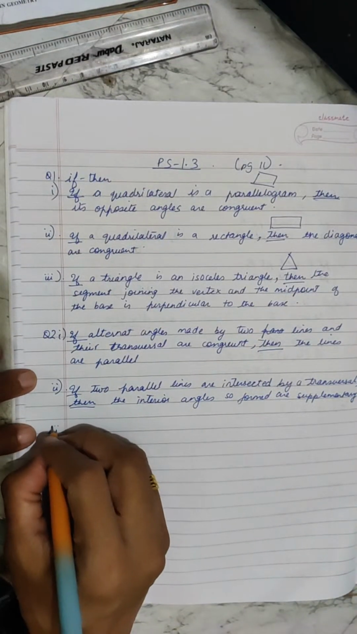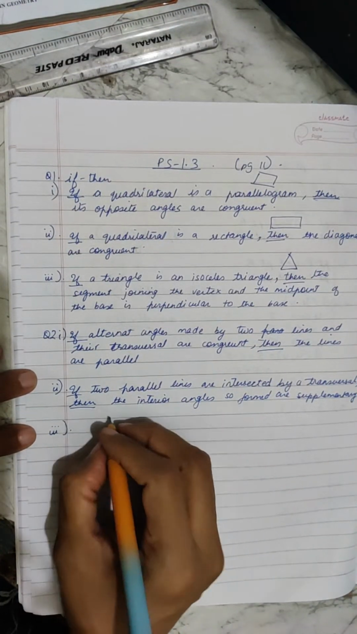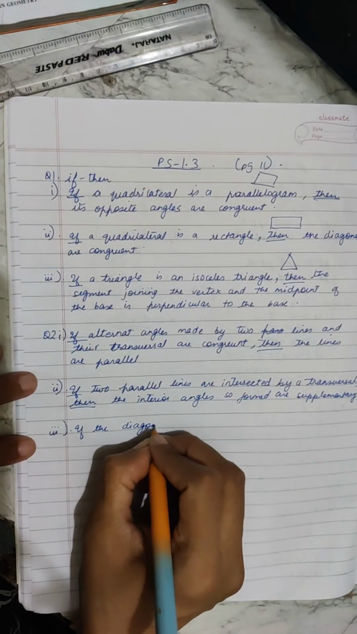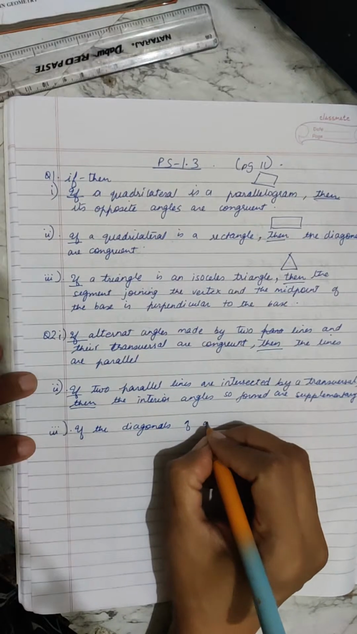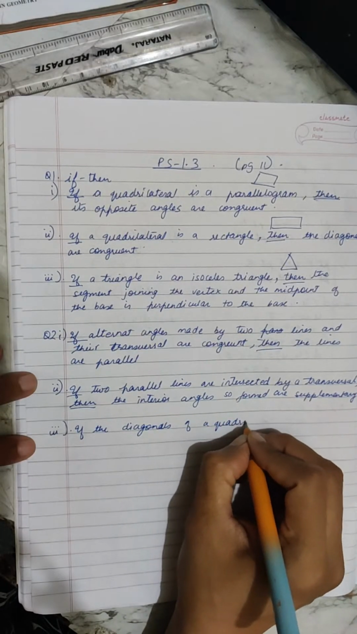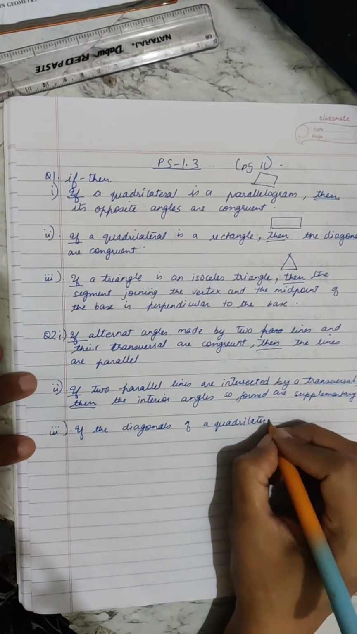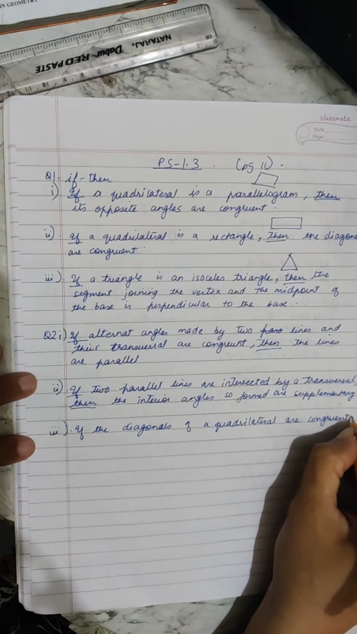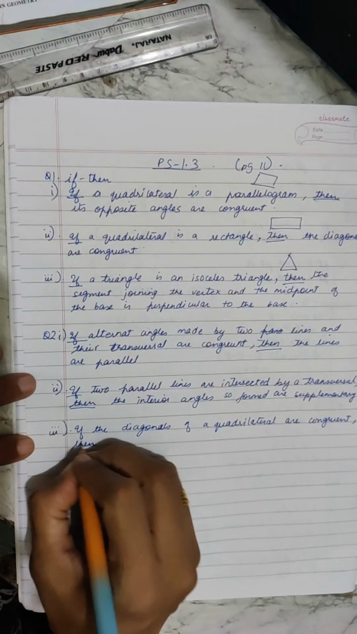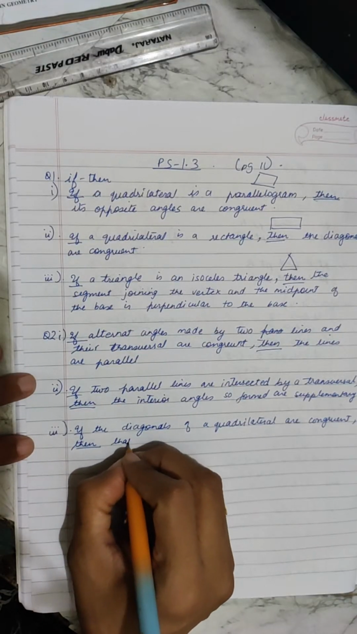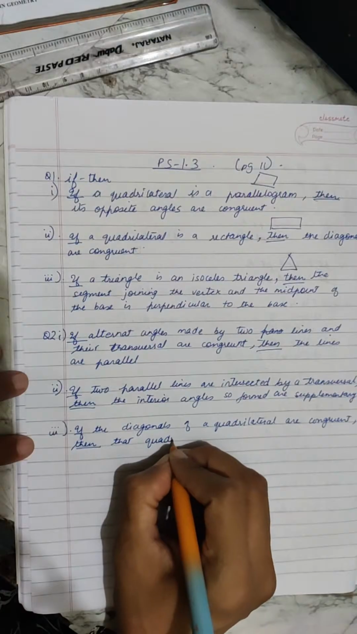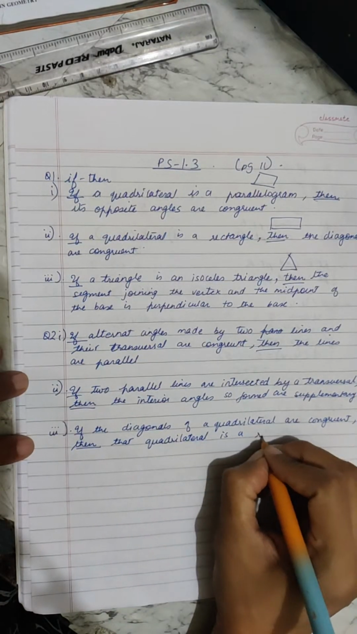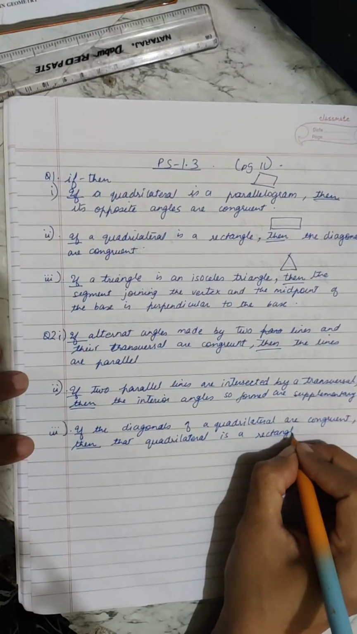The last one, the diagonals of the rectangle are congruent. So if the diagonals of a quadrilateral are congruent, then that quadrilateral is a rectangle.